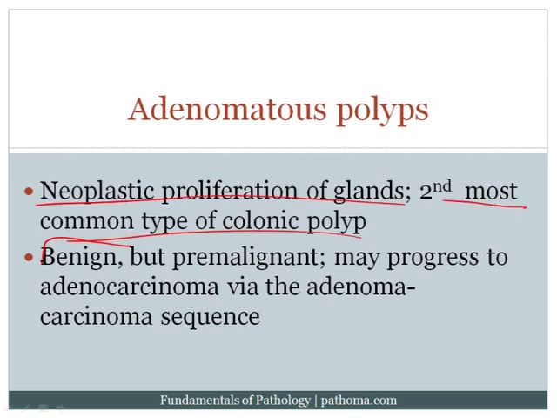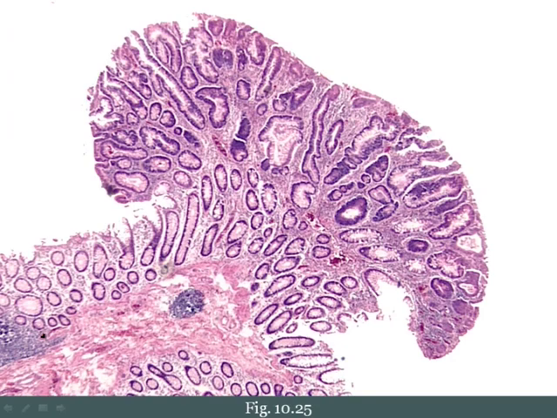It is benign, but super high yield. It has the ability, were it to be left in a patient, to become cancer, so it is premalignant. And it could become cancer via something called the adenoma-carcinoma sequence. Now here's a picture of an adenomatous polyp.